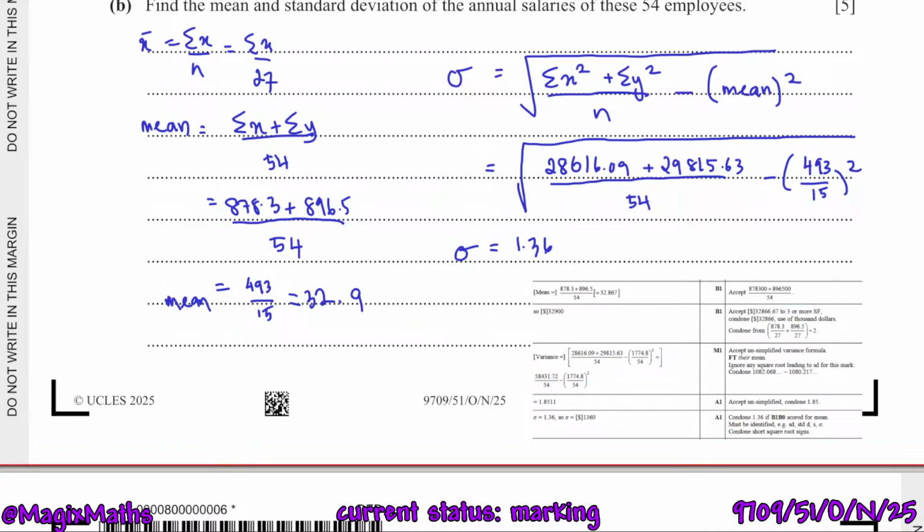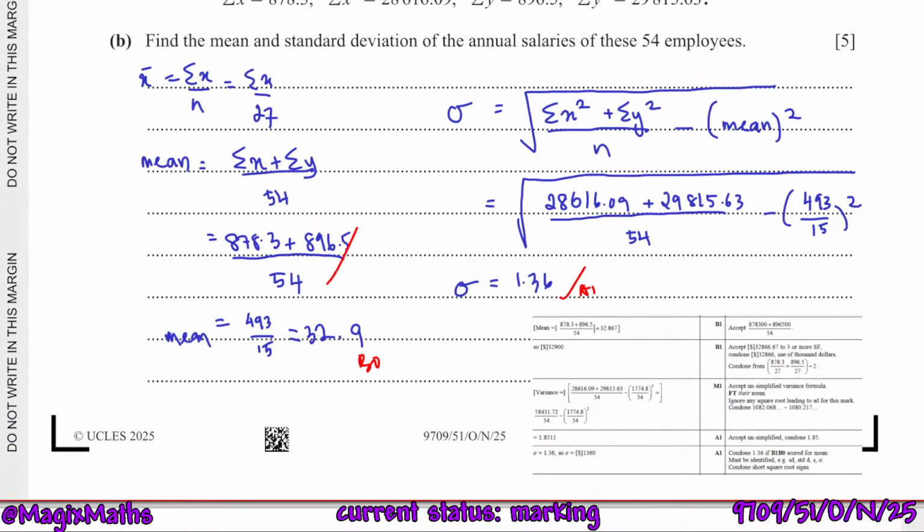What does condone mean? Accept. Condone if B1, B0 scored for me. Oh, so we didn't get this mark because we didn't put it in thousands. So this one is B1, then B0. So if it's B1, B0, then this should be accepted. A1, then everything else here. So we got a 4.